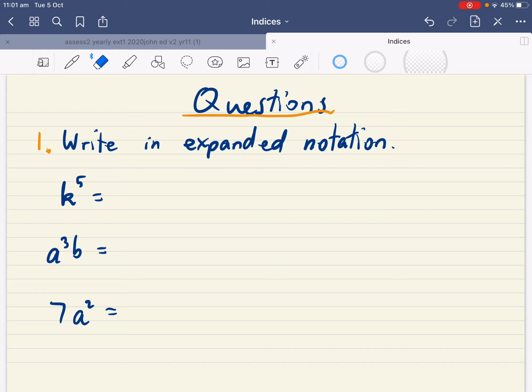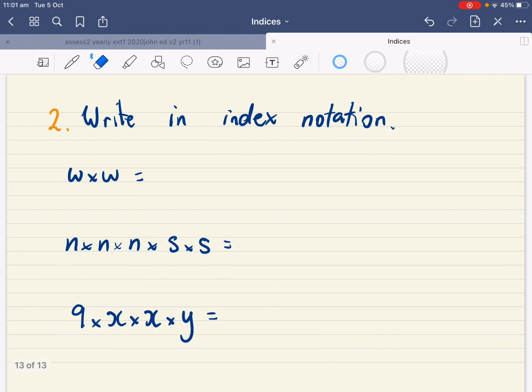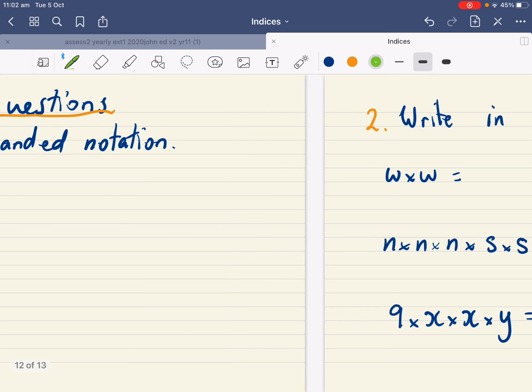Once you're done, we'll pause the video, have a go at doing that. Move on to the next one here. Write in index notation. Again, pause the video, have a go at answering these questions. Once you're done all of the questions, unpause the video from this point and I'll put the answers up for you and you can see how many you got right.